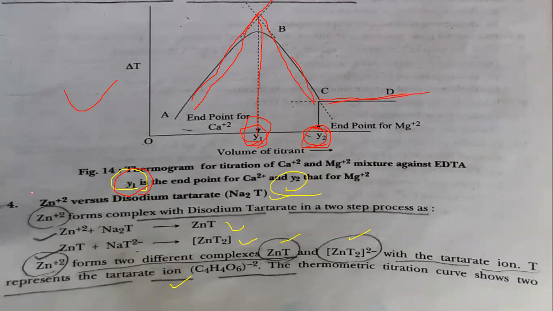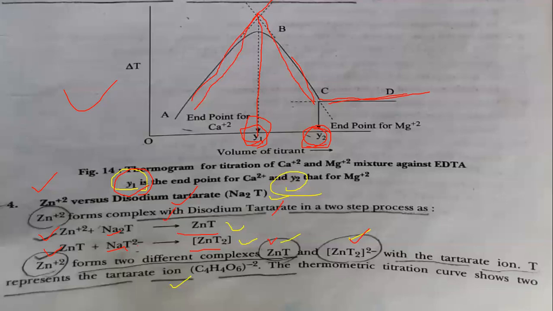Now we'll see the detection of Zn2+ versus disodium tartarate. Zn2+ ion forms complexes with disodium tartarate in two steps. Zn2+ reacts with the tartarate to give ZnT, and ZnT plus T2- gives ZnT2. Here T stands for the tartarate. So Zn2+ forms two different complexes, ZnT and ZnT2 2-. The T represents the tartarate ion, C4H4O6 2-.